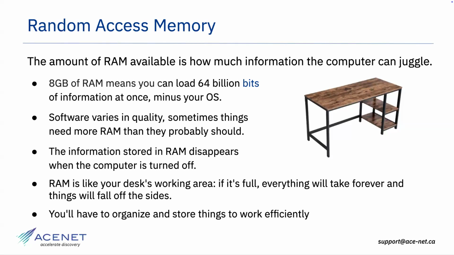When your desk is full, you need to organize and store stuff, otherwise everything will take forever and things will fall off. As the amount of available RAM is limited, it needs to be cleared and refilled constantly. But you won't have to worry about that. It happens automatically on all computers. RAM is the one component of the computer that determines how fast it runs. RAM is called volatile memory because the information stored in it disappears when the computer is turned off.